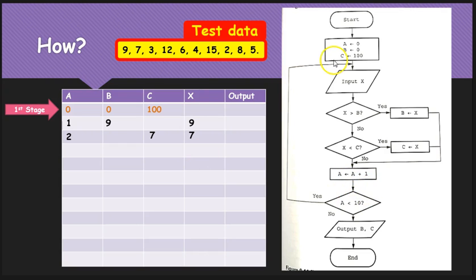And then we move on to the next one, which is 3. We input that into x. Now, is x greater than b? At the moment, the value of b is actually 9. So is 3 greater than 9? Well, it isn't. So we move on down to the next decision. Is x less than c? At the moment, the value 7 is stored in c, so what would happen is number 3 will be stored into variable c, and then we would add another one to the counter.